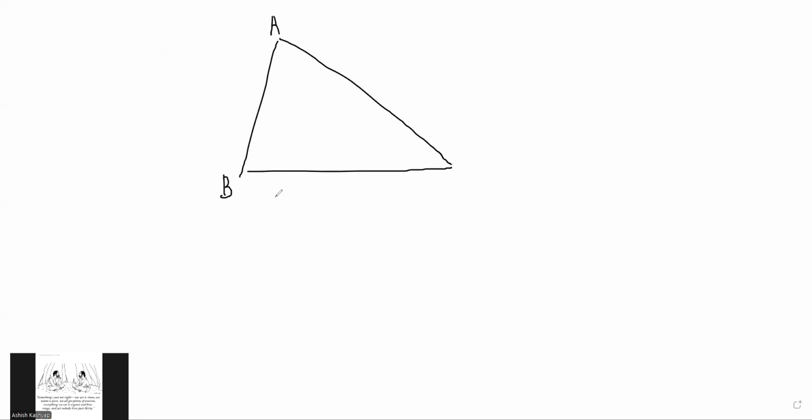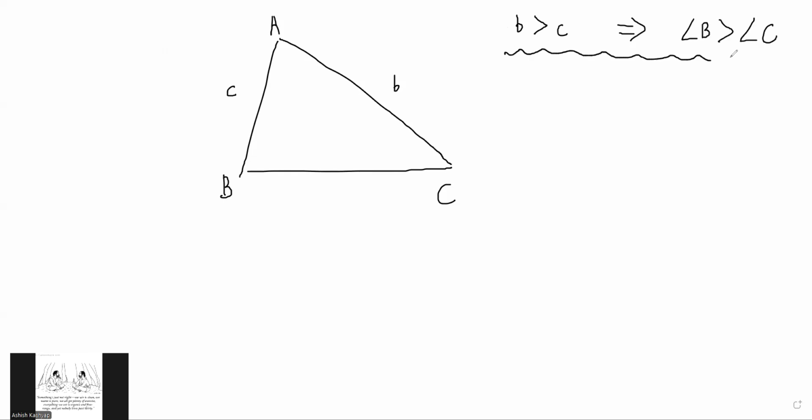Let's say this is the situation. Let's say this is A, this is B. No, I have labeled it wrong. This is B and this is C. We are assuming side B is greater than side C, and from there I want to prove that angle B is greater than angle C. You have to prove the other side, I am proving this side. Does everyone understand what I'm saying right now? So this is the assumption, assume B is greater than C.